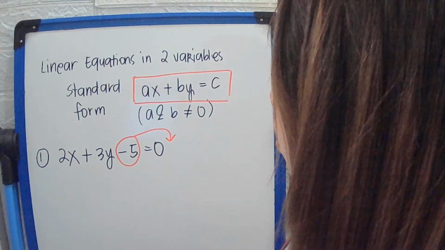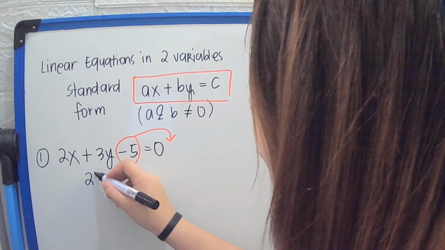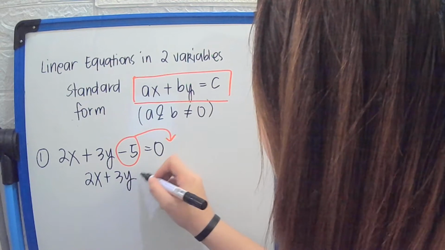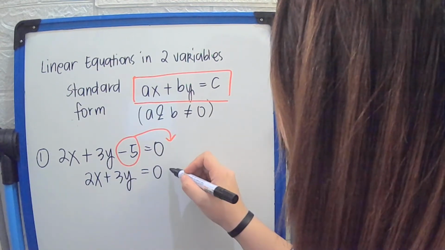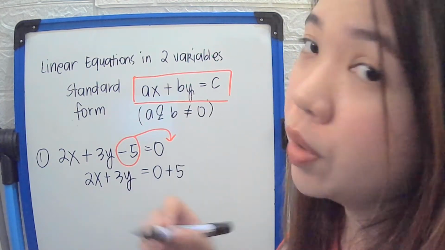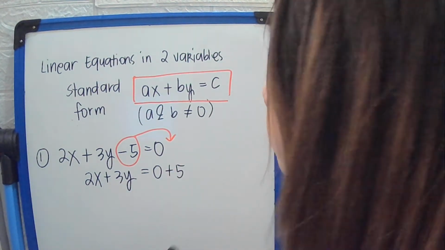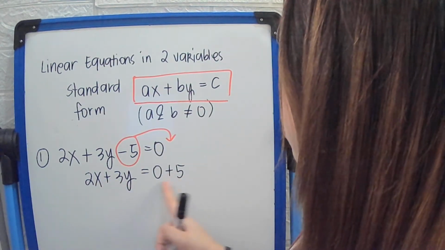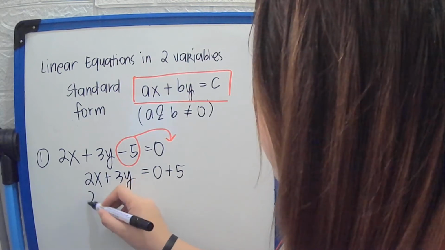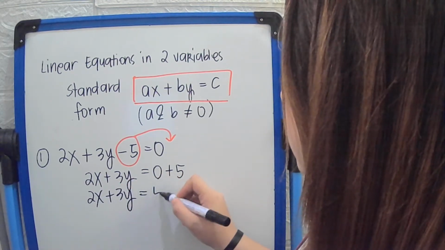Okay? So, when we transpose this to the right, may iwan na lang dito ay 2x plus 3y equals 0. When you transpose minus 5 to the right, that will be plus 5. Magbabago ng sign. Or actually, we use the addition property of equality, pero hindi natin i-discuss yun. So, yung madaling way lang. So, you solve for this part. So, that will be 2x plus 3y equals 0 plus 5 is 5.